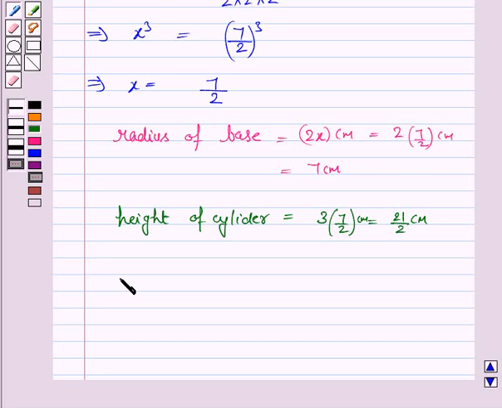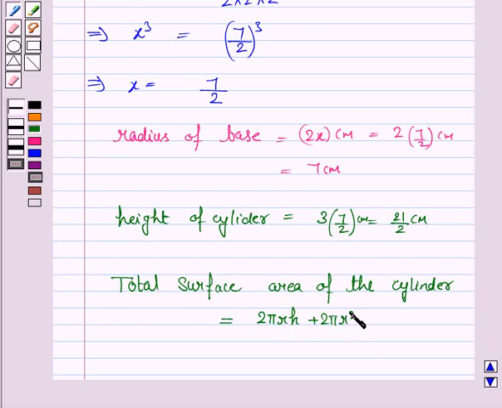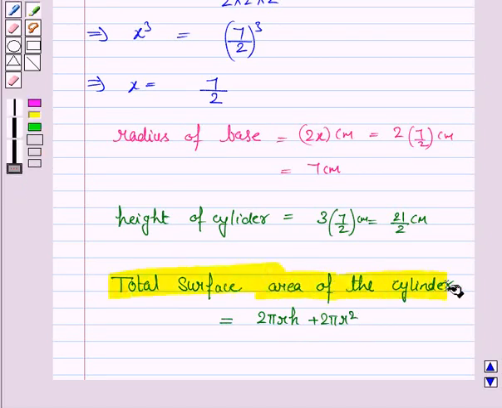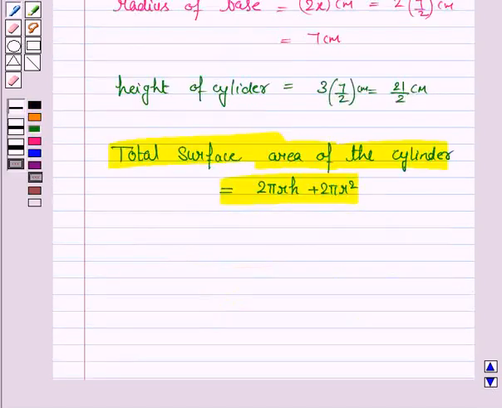Now we have to find the total surface area of the cylinder. The total surface area of the cylinder is given by the formula 2 pi rh plus 2 pi r square. And you must remember to write the formula. Let us now substitute the values of pi, r and h in the formula. So we have 2 into 22 by 7 into 7, radius is 7 centimeter, into h, which is 21 by 2 centimeter, plus 2 pi r square into 7 into 7.